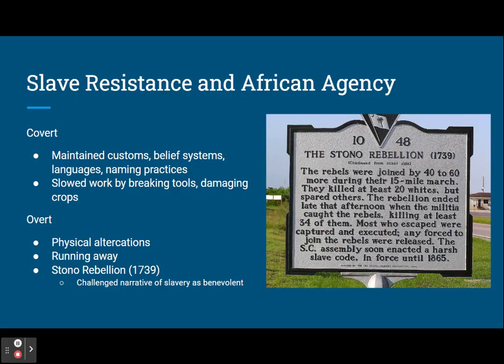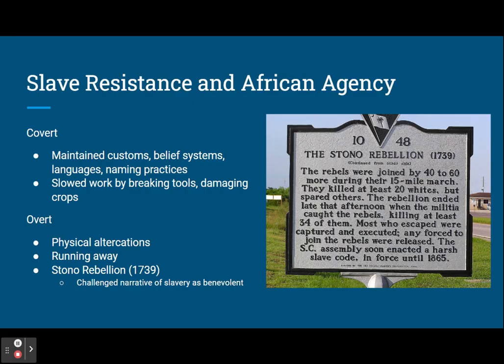The Stono Rebellion in 1739 is a really good example, with somewhere between 40 and 60 enslaved people marching through. Basically, they were trying to escape to Spanish Florida. They killed about 20 white people, they spared others, and the rebellion was ultimately ended by the white colonists. This really began to challenge the narrative of slavery as a benevolent institution, because if it was benevolent, why would people be rebelling or trying to run away in the first place?